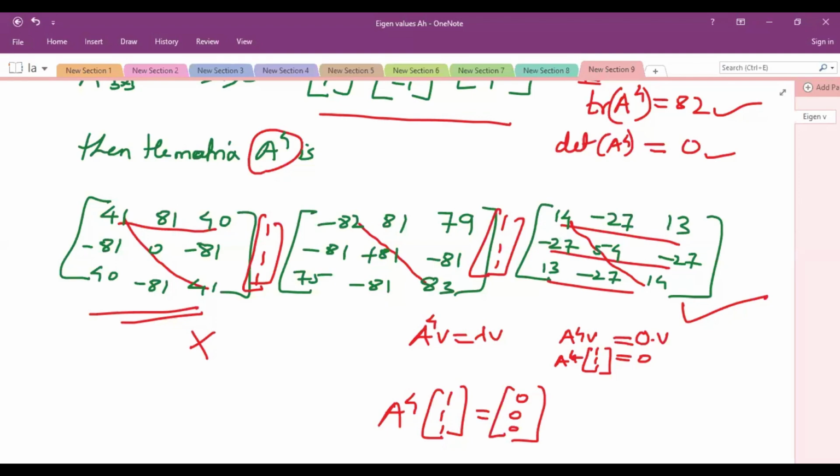Okay, so eigenvalues can be further considered into the diagonalization part of the matrices. We can check if two matrices are similar or not by using diagonalization.